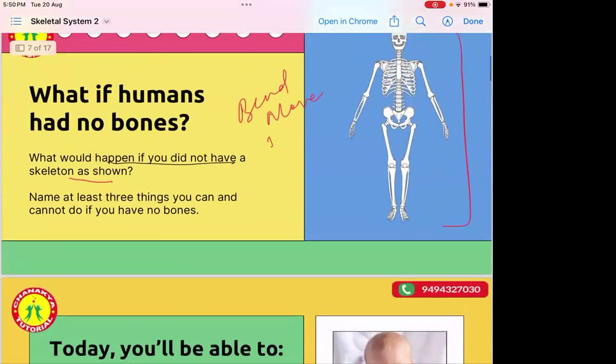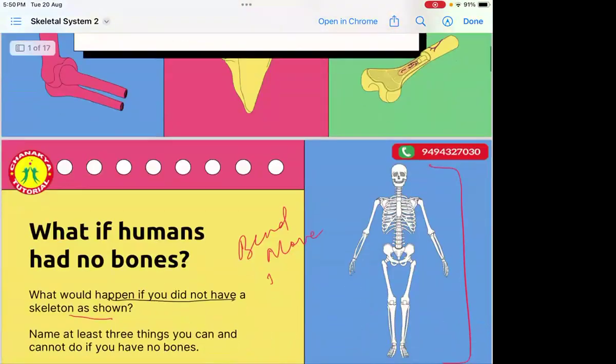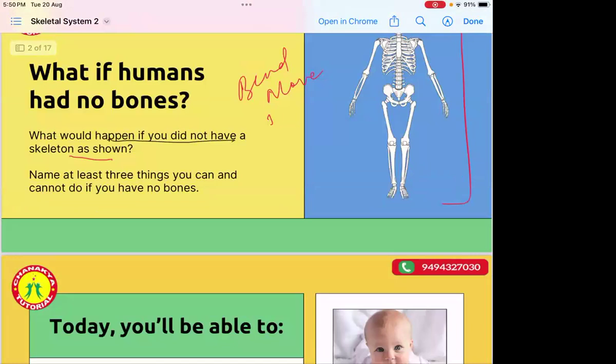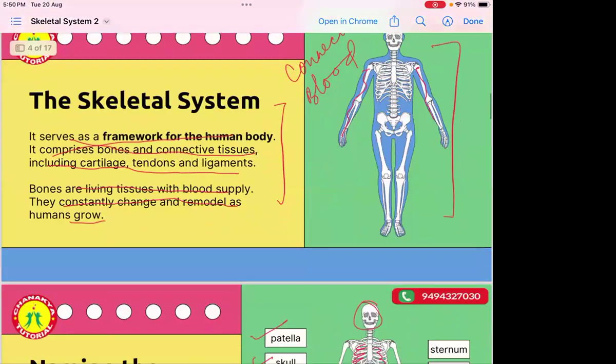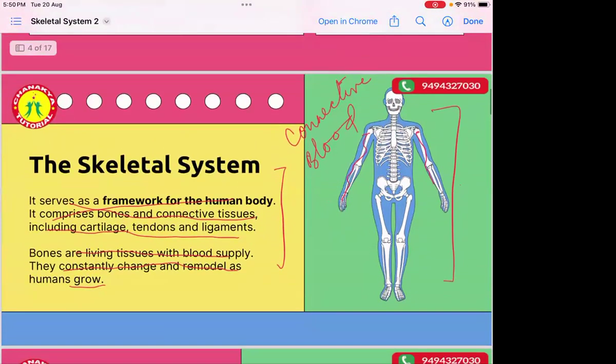Advik Panchula. Yes, ma'am. Any doubt do you have? No, ma'am. Are you sure?